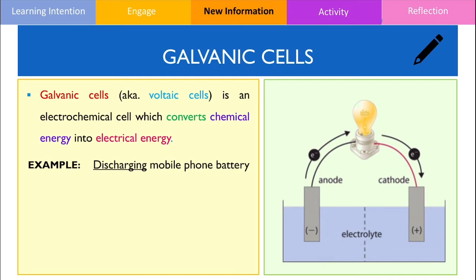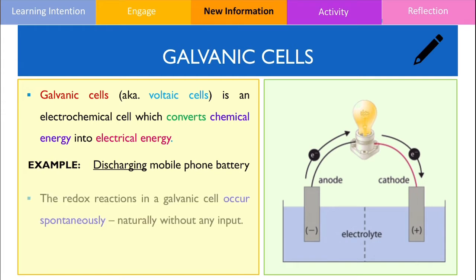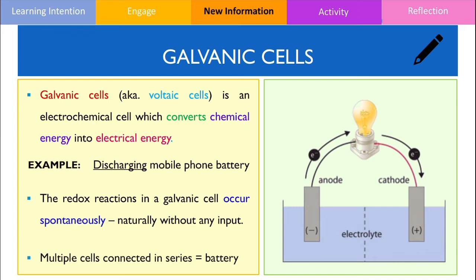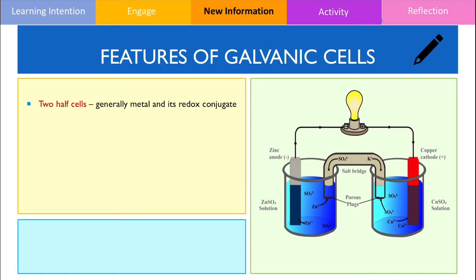As the battery is being used up or is discharging, we are converting the chemical energy stored in the battery into electrical energy to power up your mobile phone device. The redox reaction in a galvanic cell occurs spontaneously. This means that the reaction occurs naturally by itself and doesn't require any input to initiate the reaction. When we have multiple cells connected in series, we now refer to this setup as a battery. Let's now learn about the design features of a galvanic cell.